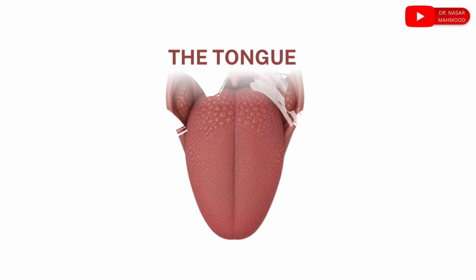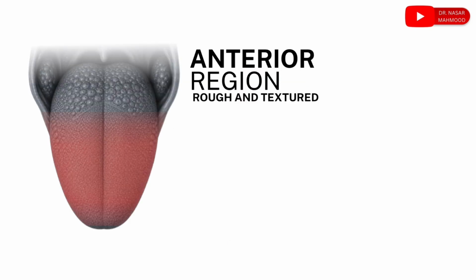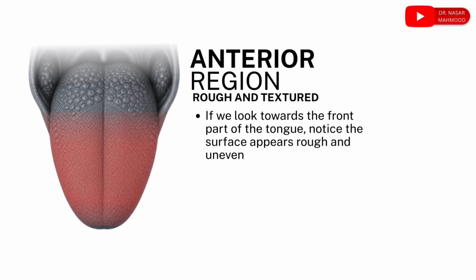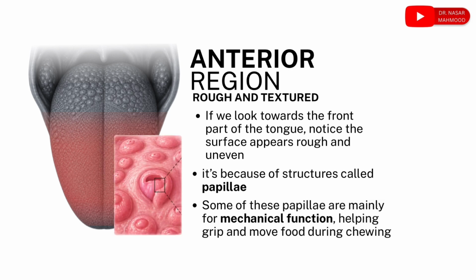Now let's imagine we're looking at the top surface of the tongue. The anterior region, which is rough and textured. If you look towards the front part of the tongue, notice the surface appears rough and uneven. This is because of structures called papillae. Some of these papillae are mainly for mechanical function, helping grip and move food during chewing. They give the tongue that textured appearance.